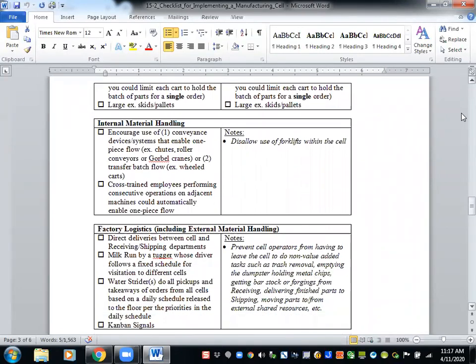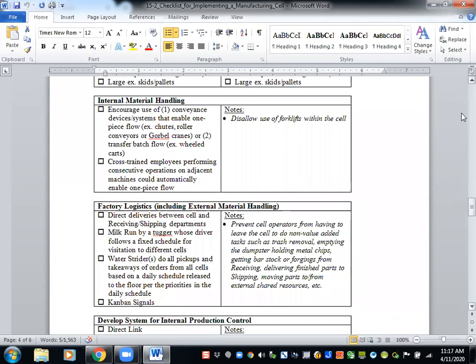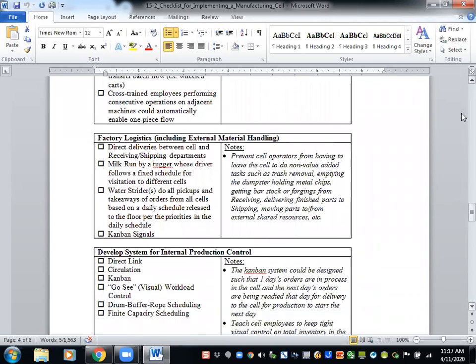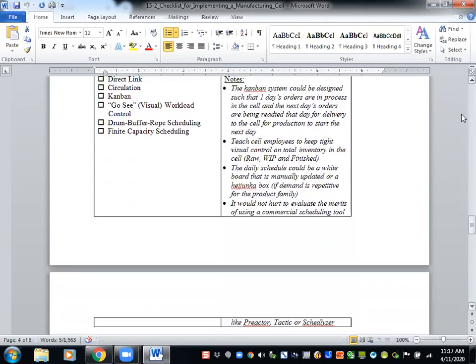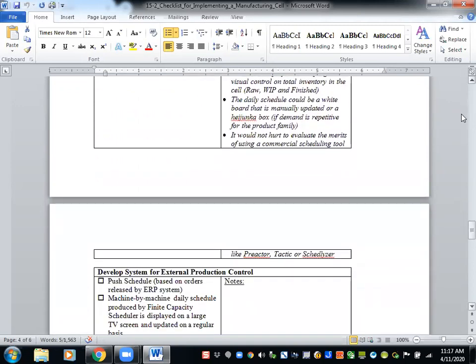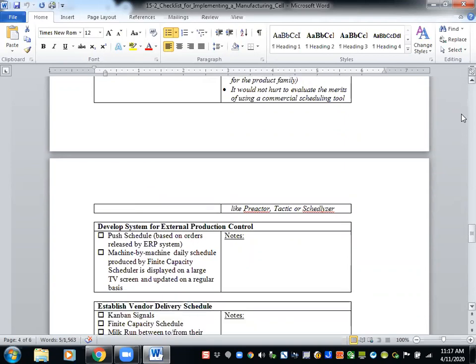Then you look at factory logistics, all the support required to run the cell. You develop a system for production control that runs the cell. You develop a system for external control. So, if the cell has to, say, get materials from suppliers, and/or the cell has to share a resource like heat treatment or painting, or say a grinding cell that is shared by other cells, there has to be a lot of communication and best practices.